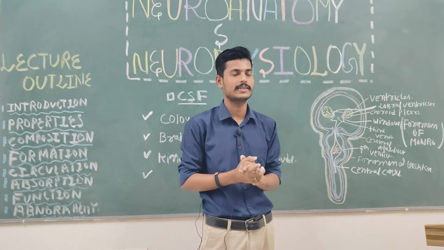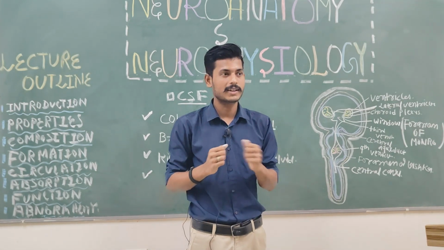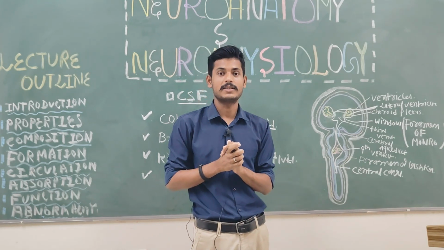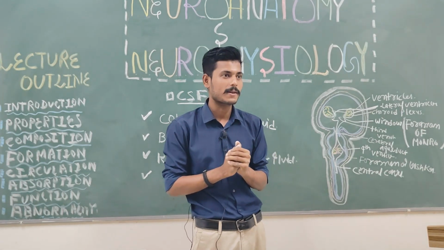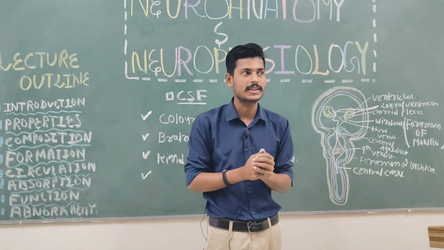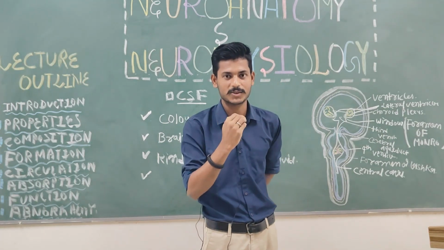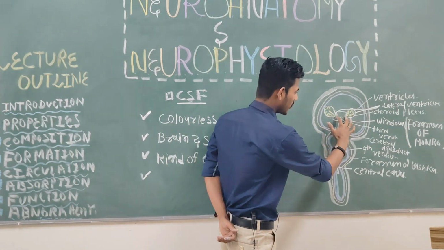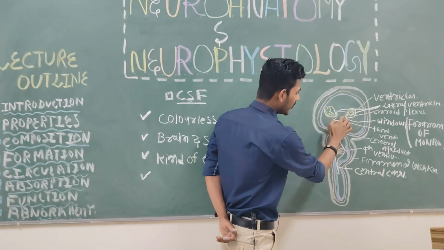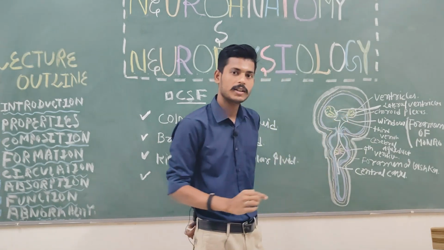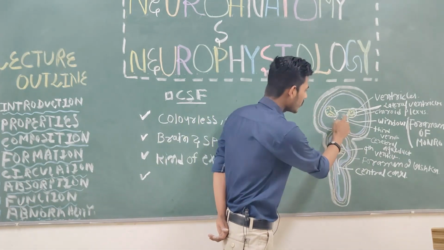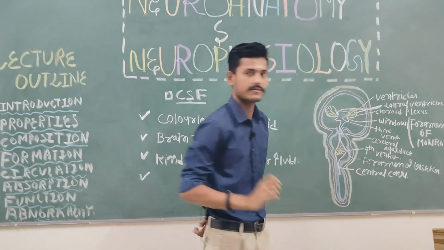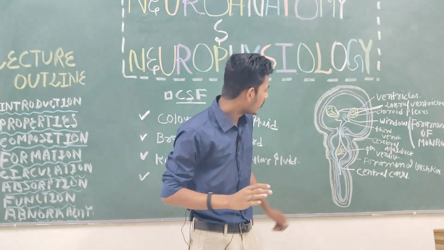Sometimes when we make some kind of mistake, we have to keep staying at home. So sometimes our friends come outside the window and talk with us. It's the same. There is one window which helps to communicate with the third ventricle, and this window is termed the foramen of Monro. That's all.